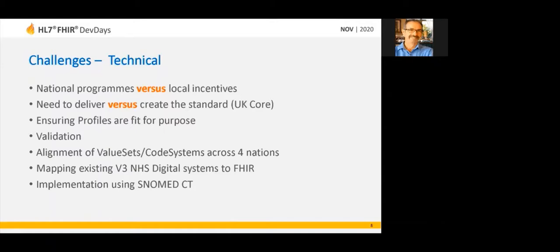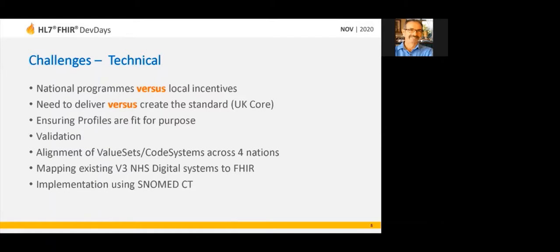Mapping existing V3 NHS Digital systems to FHIR. Most of our national systems were created using V3 and they're very tightly modelled V3 messages. They are quite difficult to map to FHIR, especially if we need to round trip or interfaces.